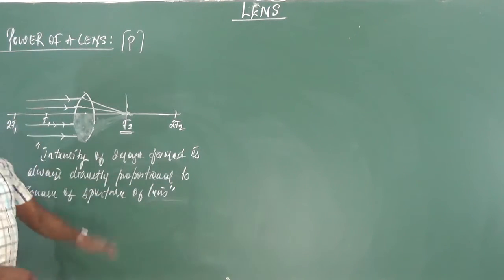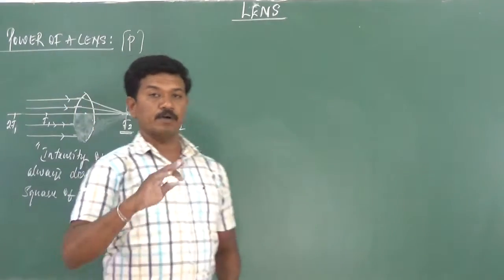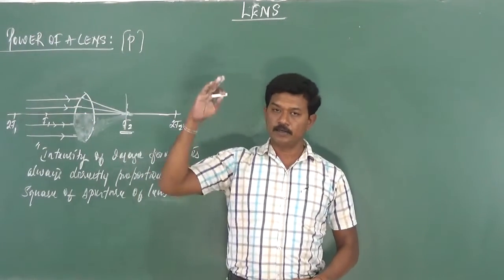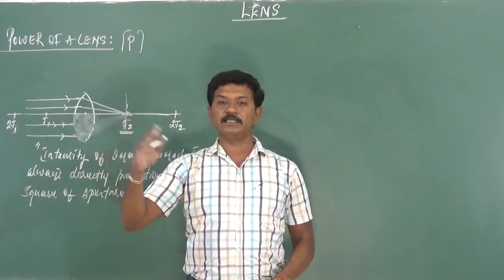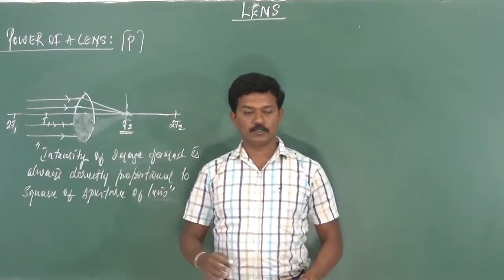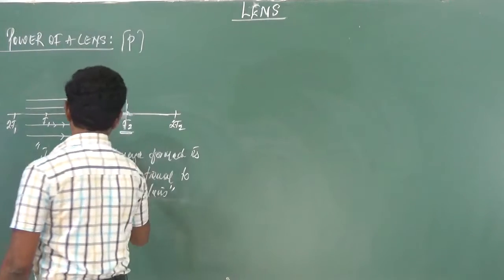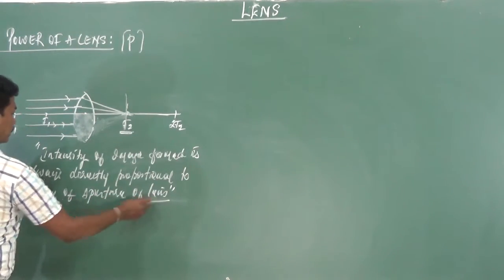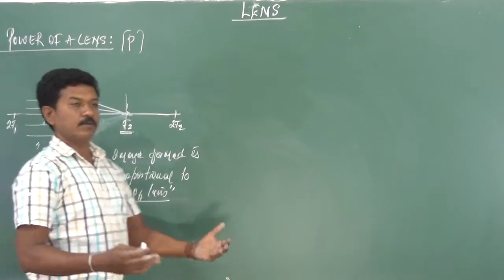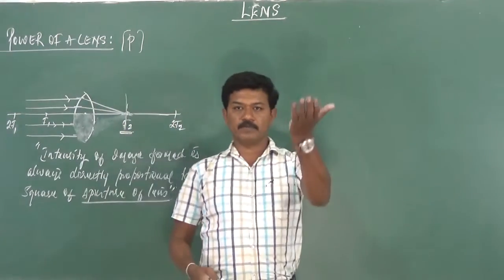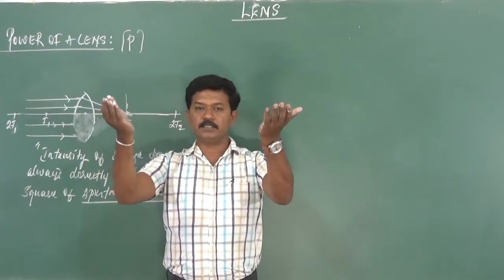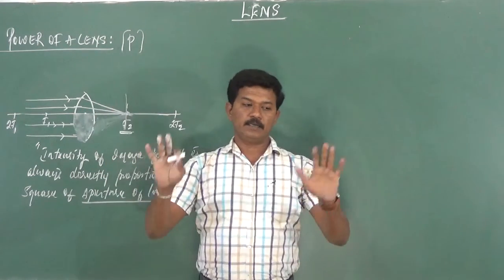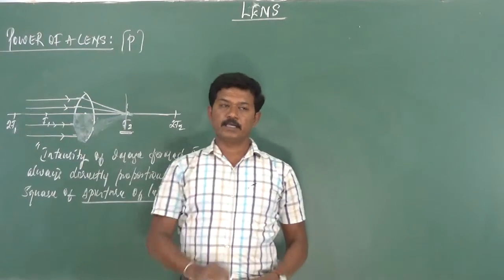So in both cases you get the full image, but when you cover half of the lens by a black cloth, you still get a full image, but the intensity of the image decreases. Why does it happen? Because the intensity of the image formed is always directly proportional to the square of the aperture of the lens. The more the aperture of the lens, the more the brightness of the image. The less the aperture of the lens, the less the intensity of the image. If you keep this in your mind, you can answer that question.